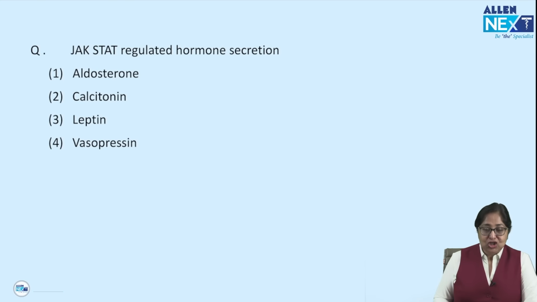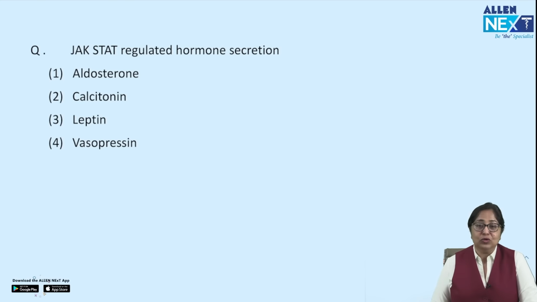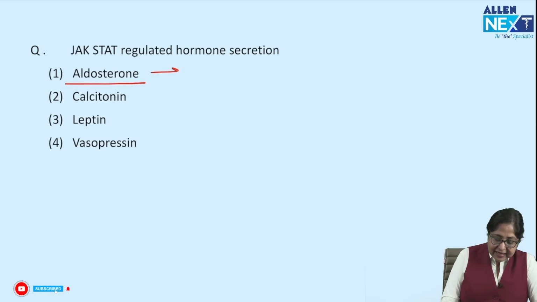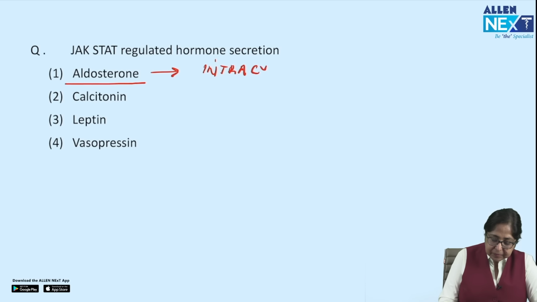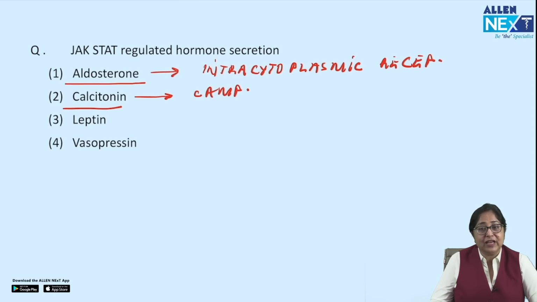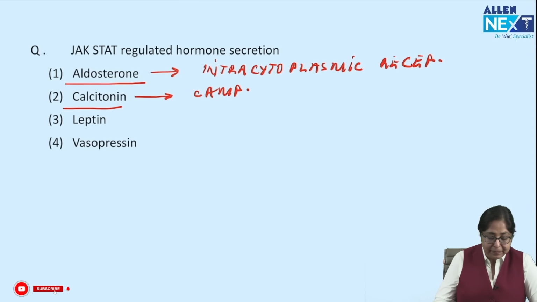All right, JAK-STAT regulated hormone secretion. As far as aldosterone is concerned, aldosterone is a lipid-soluble hormone. It has intracytoplasmic receptors. Calcitonin acts via cyclic AMP. The second messenger for the action of calcitonin is cyclic AMP.